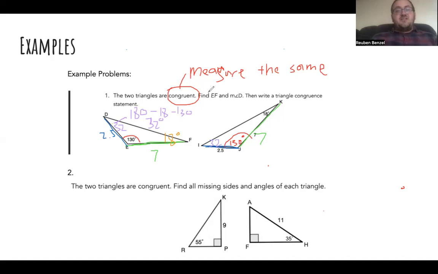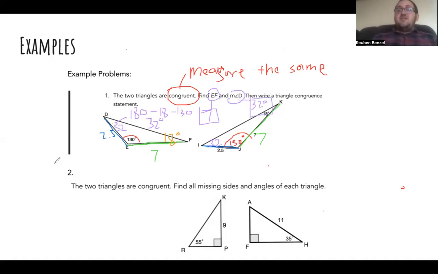And then I might look at the question and what it's asking. It says EF, well, I already found what that is, so that's going to be 7. And then the measure of angle D is going to be 32. And that's your final answer on there.